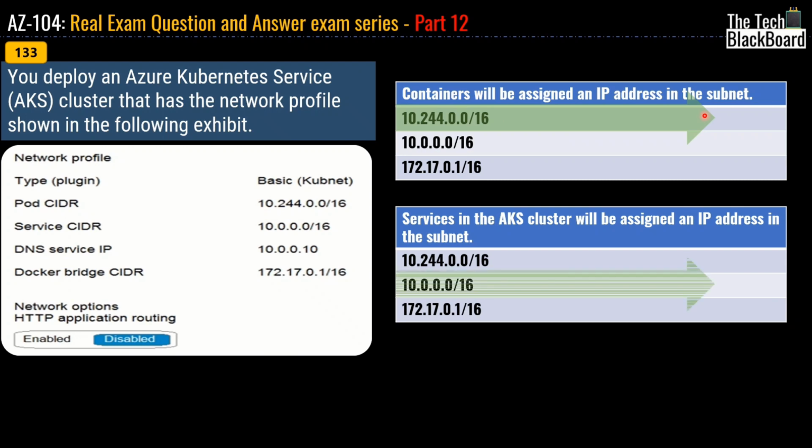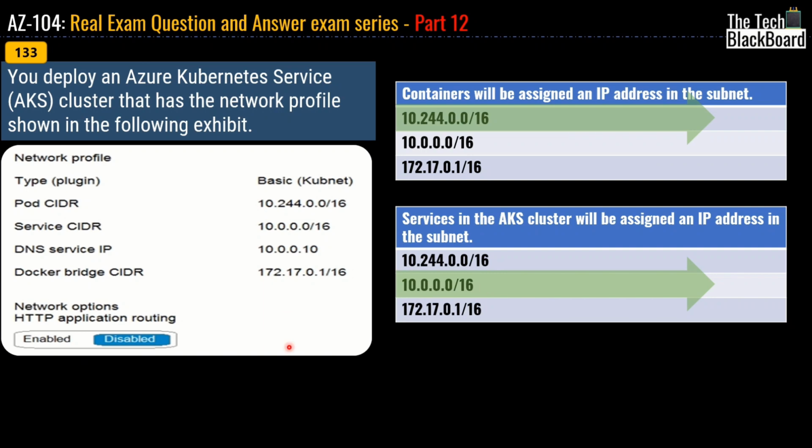Moving towards the second question, the correct answer is 10.0.0.0/16, which is the service CIDR. And the reason is that the service CIDR is actually used to assign IP addresses to internal services in the AKS cluster.